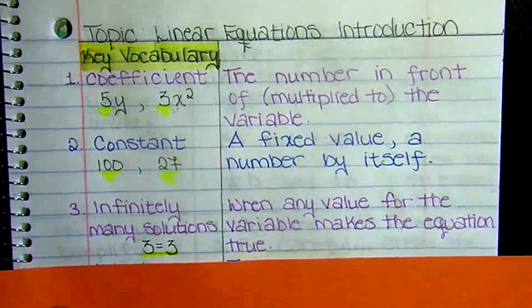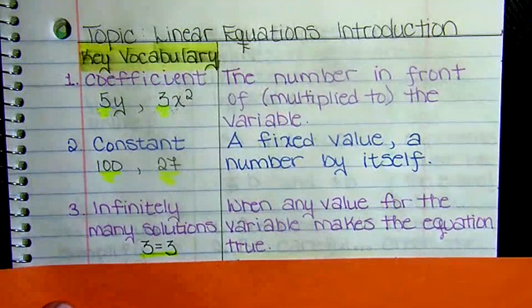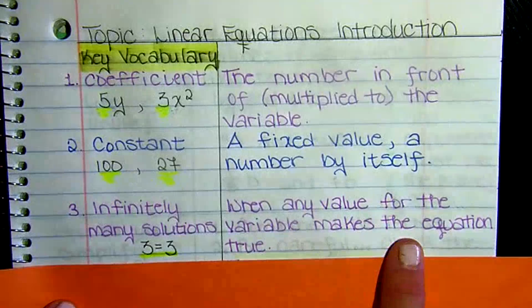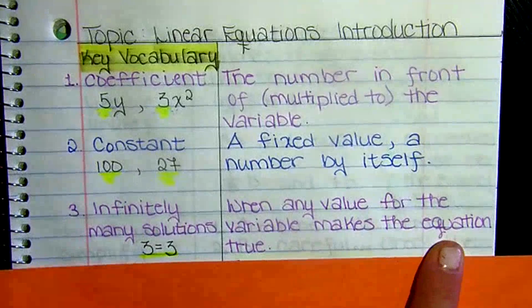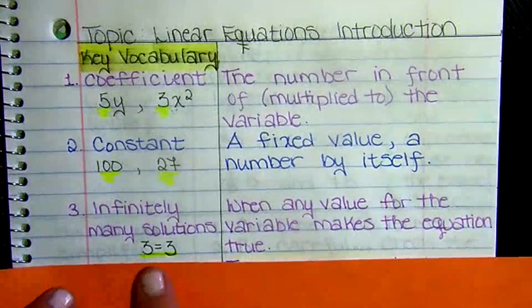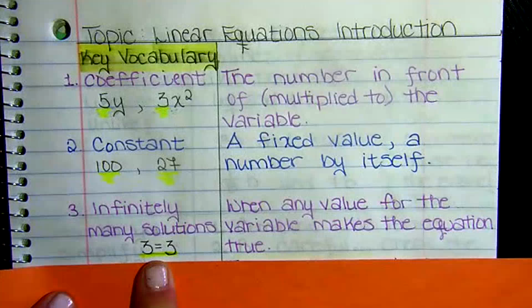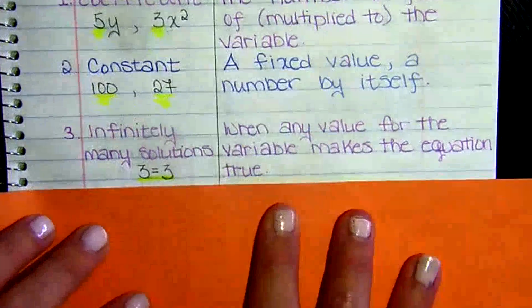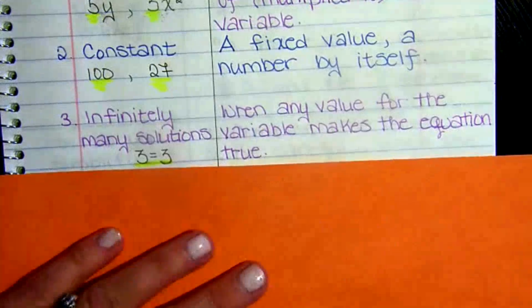Third, we have infinitely many solutions. We'll be talking about this more towards the end of the unit, but it's when any value for the variable makes the equation true. Because our focus is linear equations for this unit, what it looks like is a true statement, like 3 equals 3. And if that doesn't make any sense to you now, that's okay. We're going to be going over that for quite a while later on.